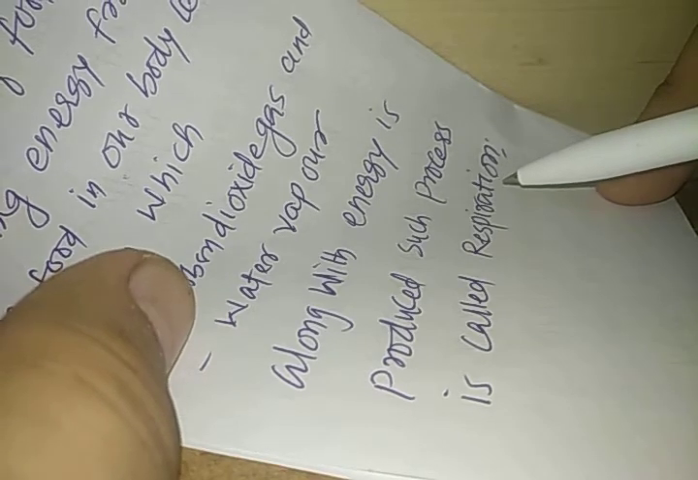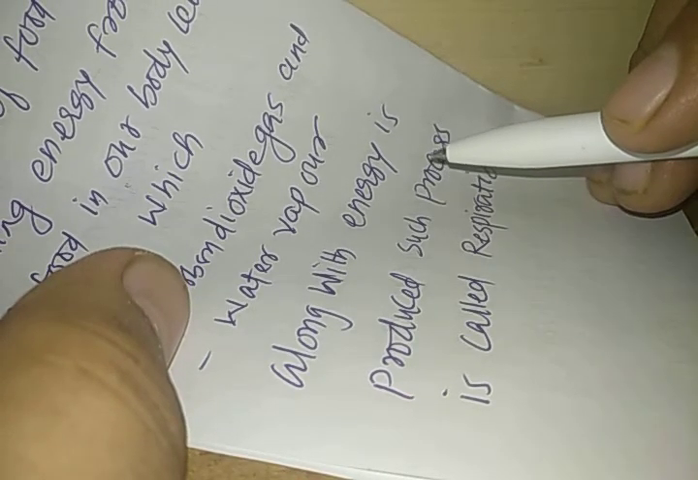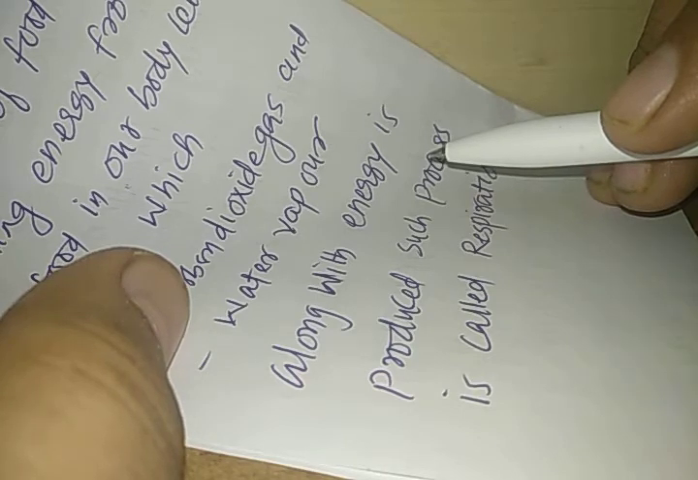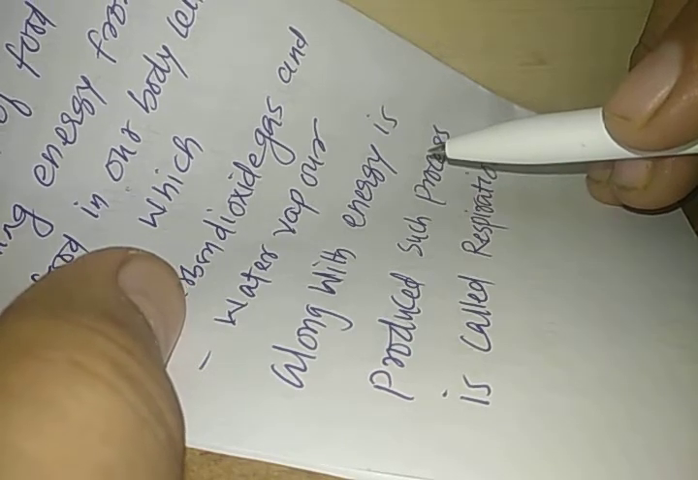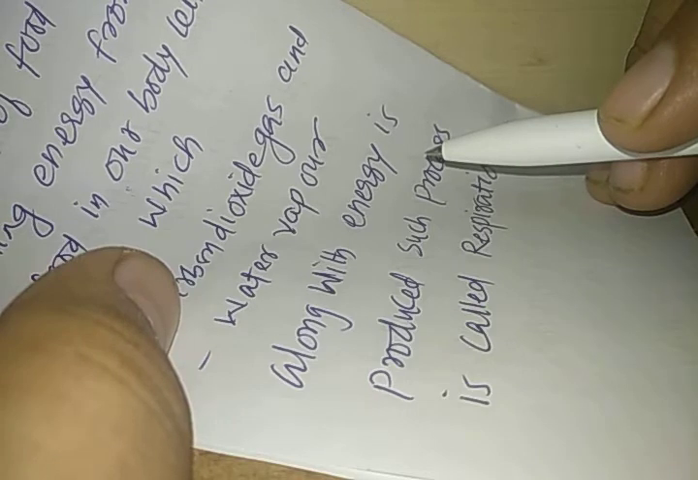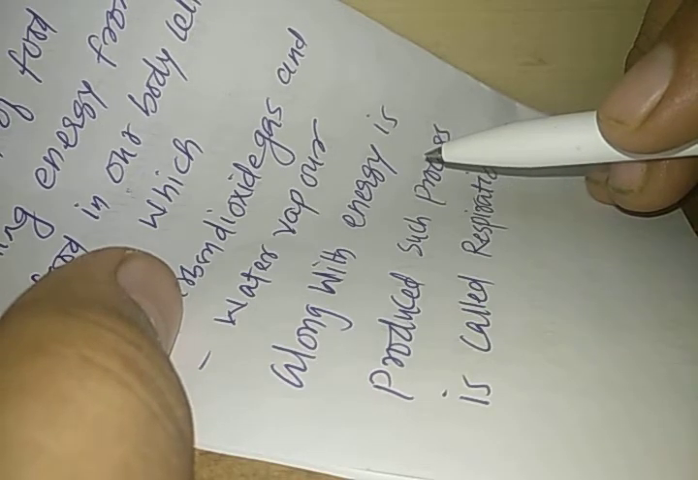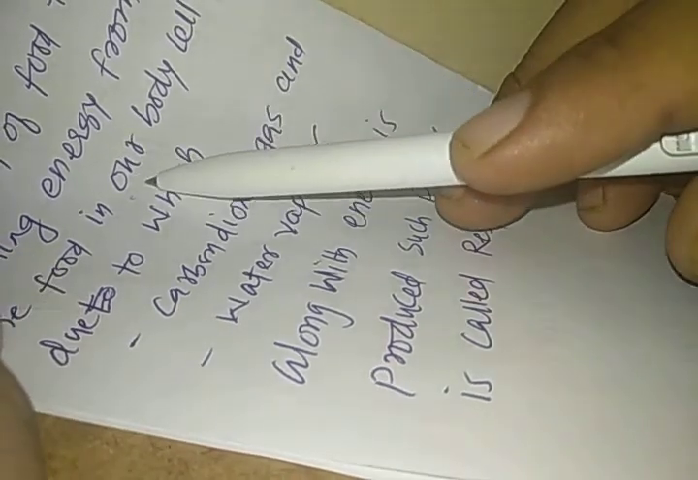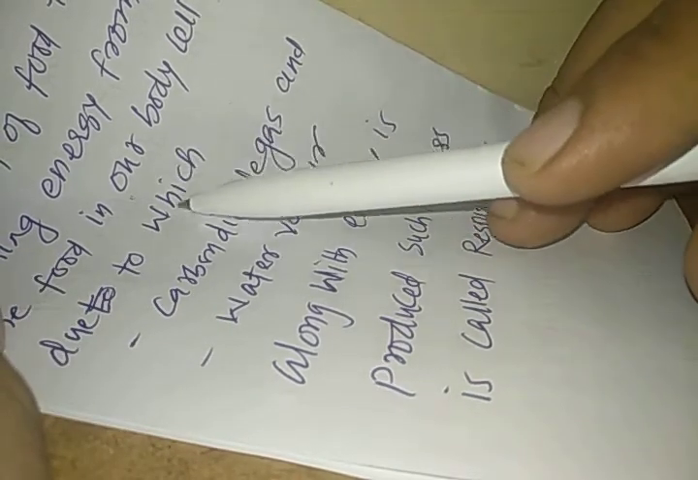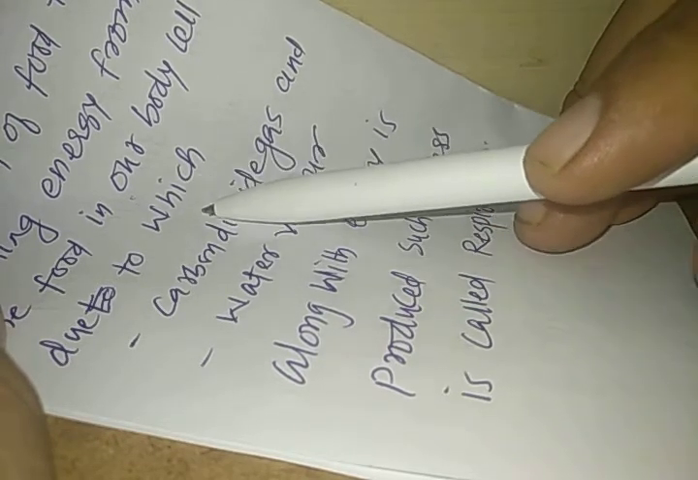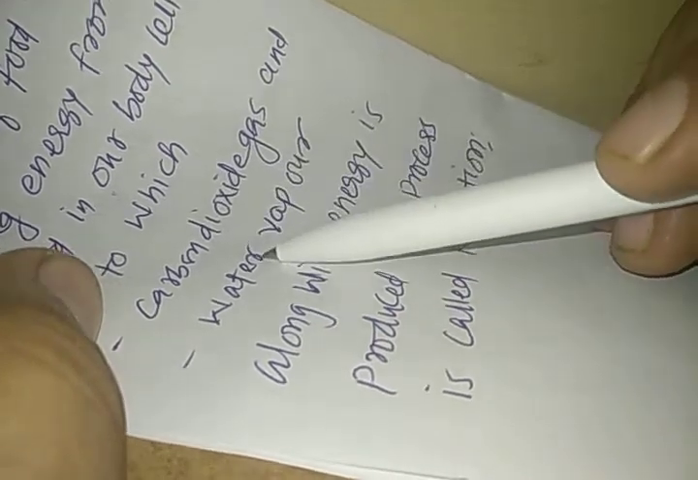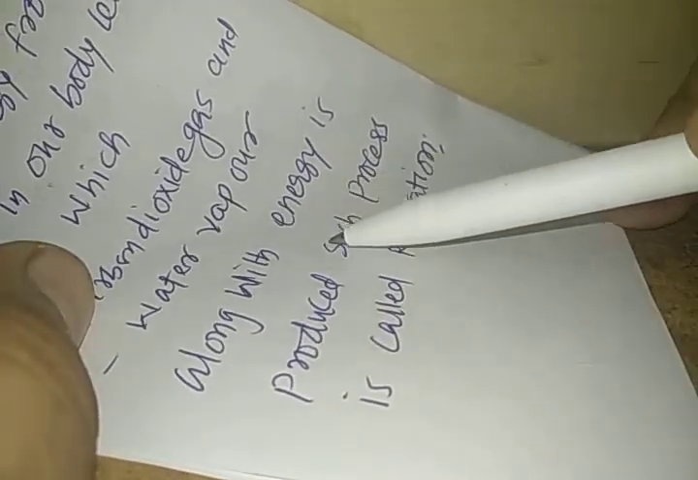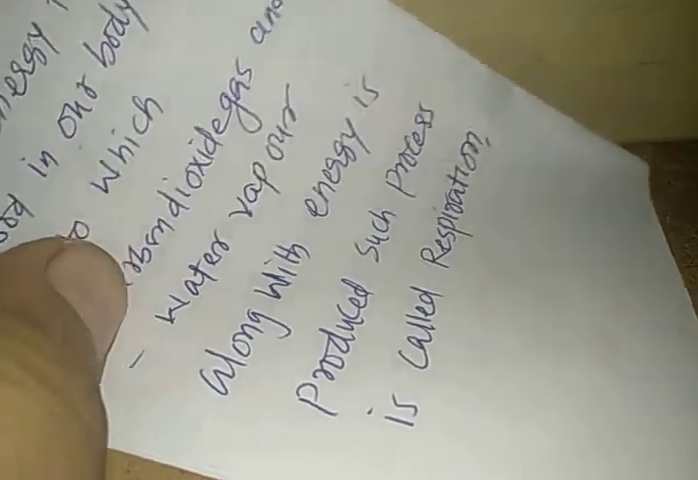So we can easily understand that from taking the food and chewing it, and then digestion, and then assimilation, the food goes to the body cells. In the body cell, the glucose produced from the carbohydrate reacts with oxygen. Due to the reaction of glucose with oxygen, carbon dioxide gas, water vapor and energy are produced, and the whole process is known as respiration.